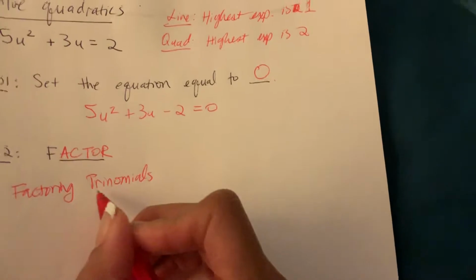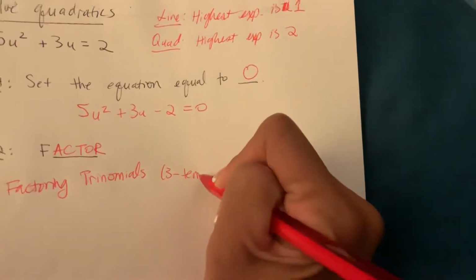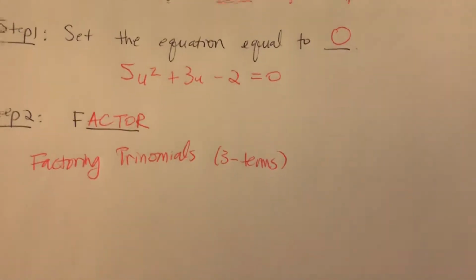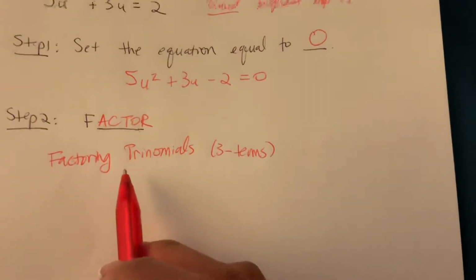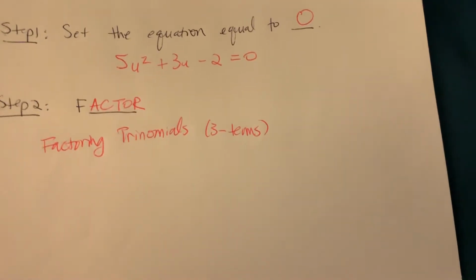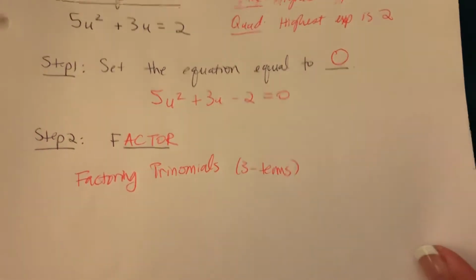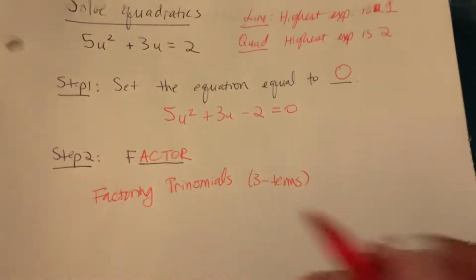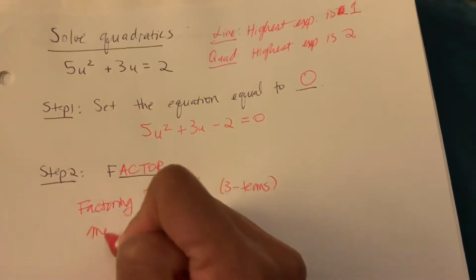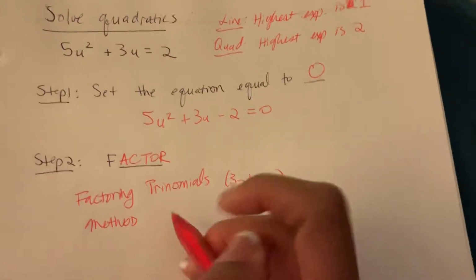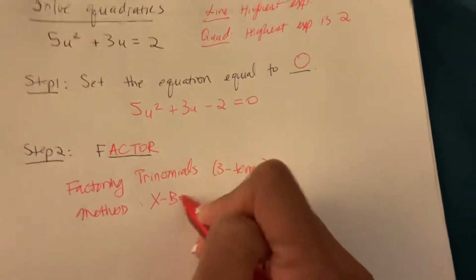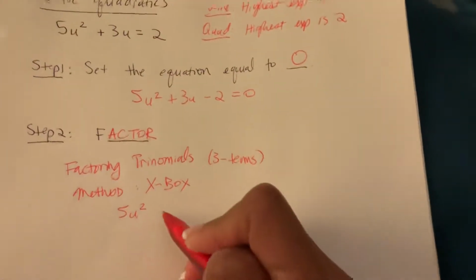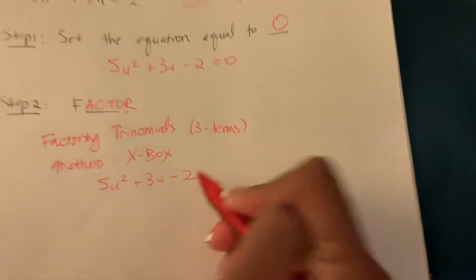The word tri means 3, so 3 terms. To factor a trinomial, first I want to give you a warning that how I do it is a very different method from how Alex does it or how you might see in a textbook or maybe at the tutoring center. This is just one way of doing it. There are many different ways, but this is my favorite way. The method that I use to factor a trinomial is called the Xbox method. With the Xbox method, I take the trinomial 5u squared plus 3u minus 2.